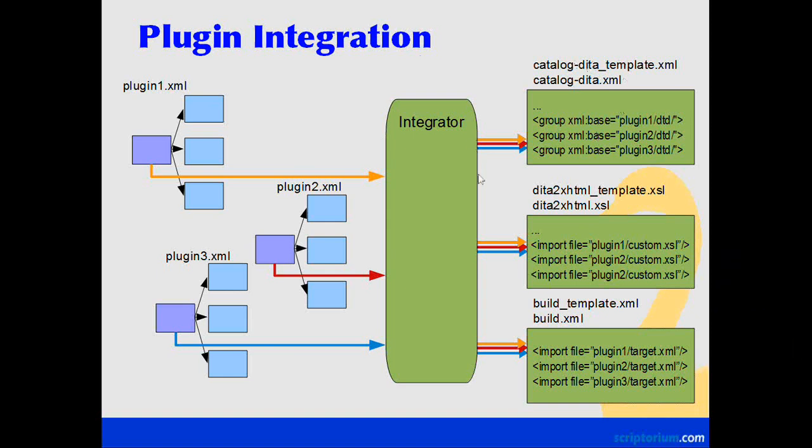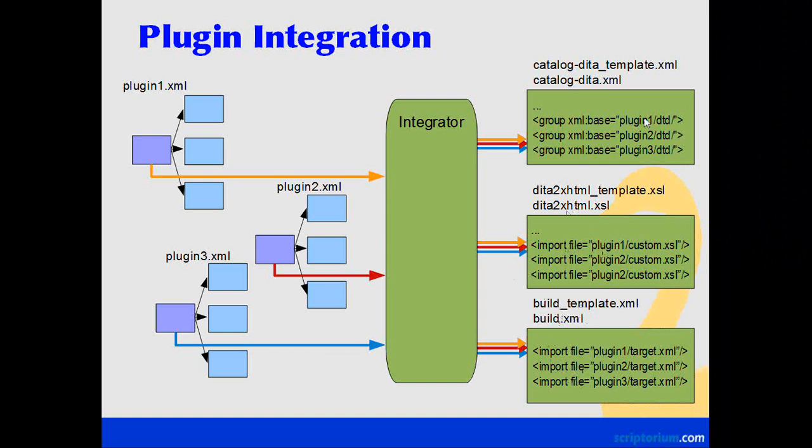So for every change for catalogs, the integrator finds the catalog DITA template file in the DITA Open Toolkit and adds all the changes from all the plugins for the catalog and generates a new file called catalog.dita.xml. It does the same thing for all the XSL modifications. It gathers together all XSL modifications, then finds DITA to XHTML template if these are HTML modifications, integrates them into that file and creates DITA to XHTML.xsl. The same thing for any of the ANT stuff is done. Build template is then transformed into build.xml.